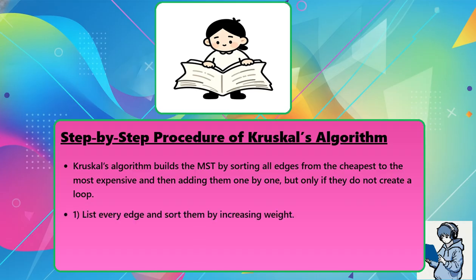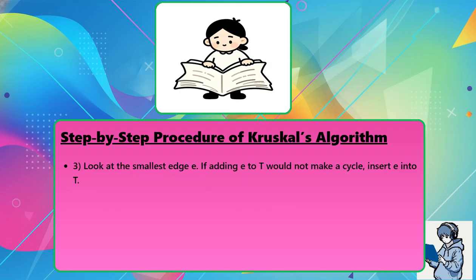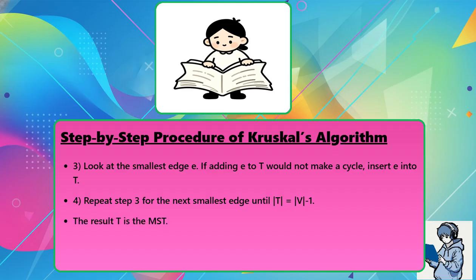List every edge and sort them by increasing weight. Start with an empty set, T = ∅. Look at the smallest edge e. If adding e to T would not make a cycle, insert e into T. Repeat step 3 for the next smallest edge, until the size of T equals the number of vertices minus 1. The result T is the minimum spanning tree.